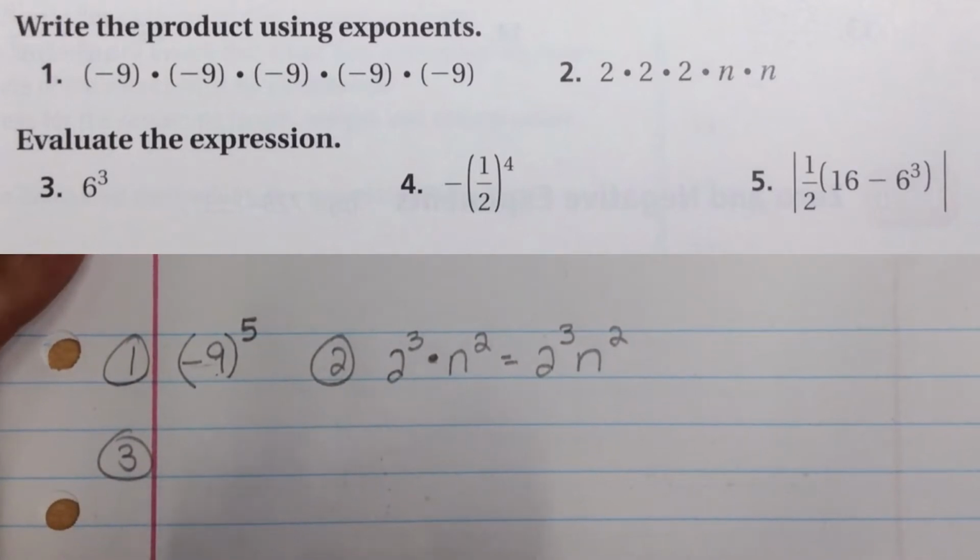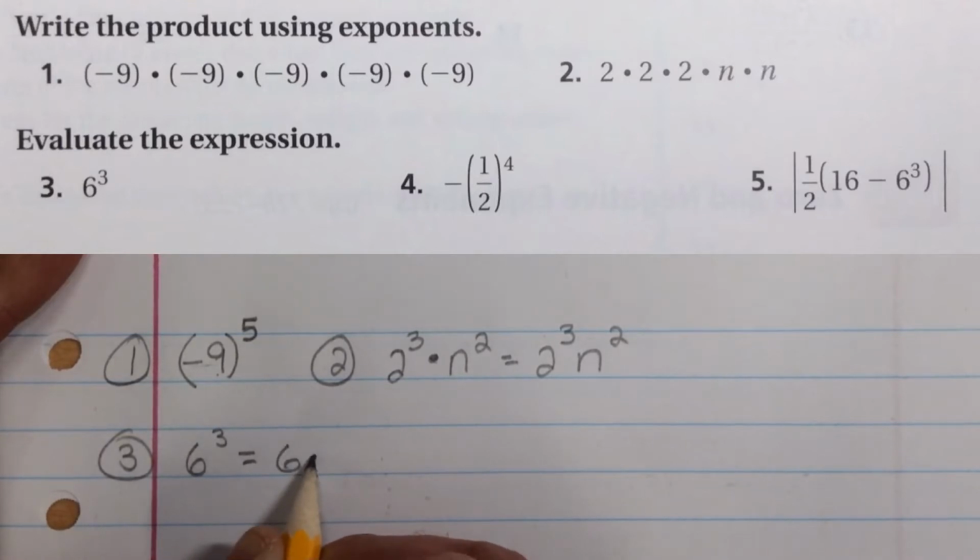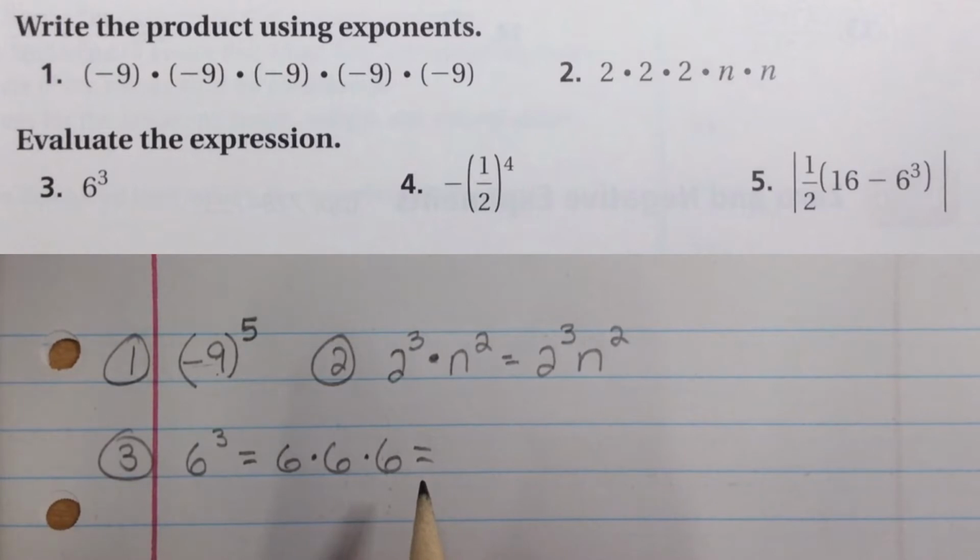evaluate the expression. So now this is 6 to the 3rd power, which means 6 times 6 times 6, and 6 times 6 is 36, times 6 is 216.